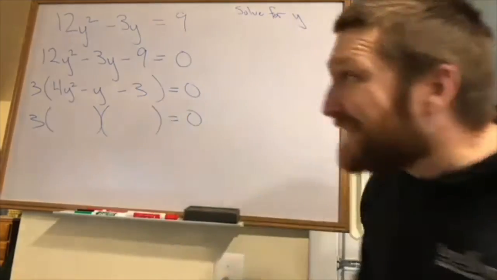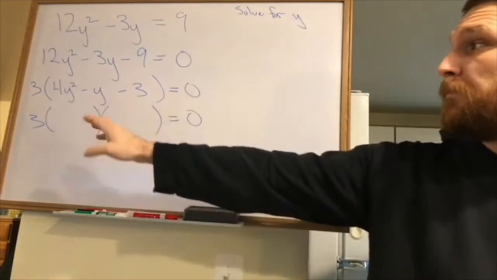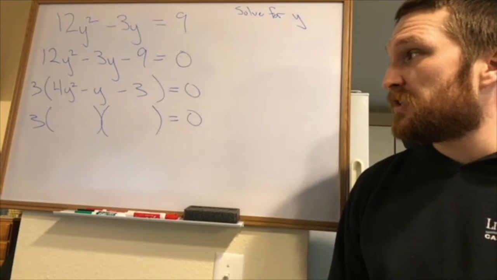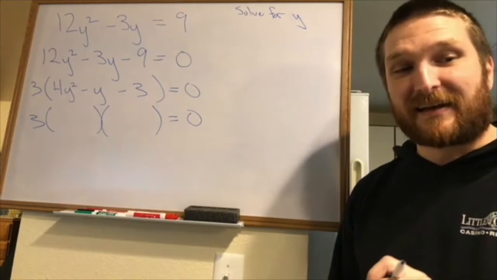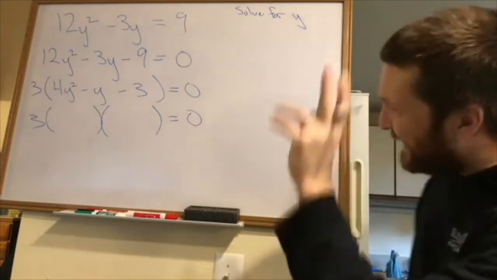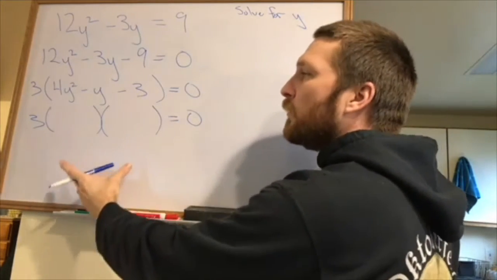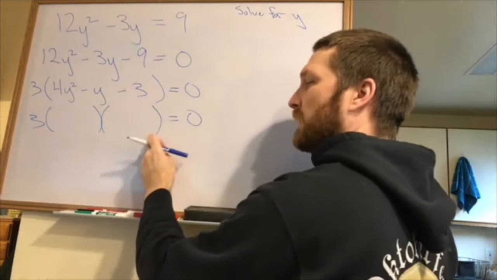Although what's interesting is at this point, we could divide both sides by 3, and it wouldn't change anything. We'll talk about that in just a second. But interesting to note. So what do I write in the first place?